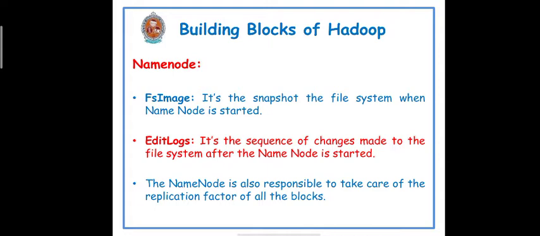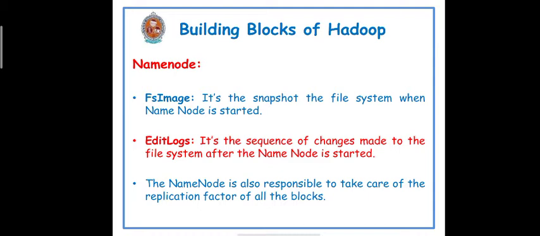fsimage and edit logs. Coming to fsimage, it is the snapshot of the file system when the name node is started. Coming to edit logs, it is a sequence of changes made to the file system after the name node is started. That means it records each change that takes place to the file system metadata. For example, if a file is deleted in HDFS, the name node will immediately record this in the edit logs.